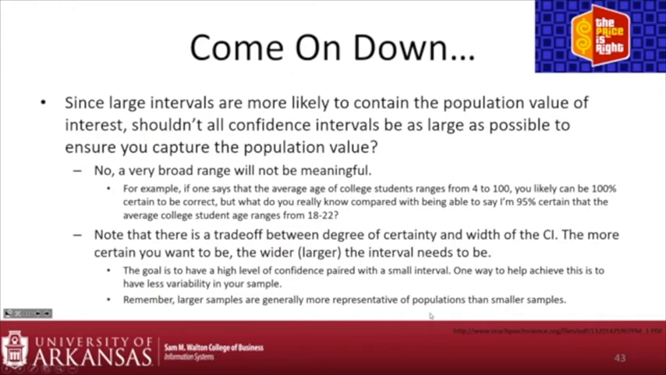Yeah, so we're just going to note there's a trade-off between the degree of certainty and the width of the confidence interval. Right? So the more certain we want to be, the larger the interval needs to be. We already kind of discovered that.